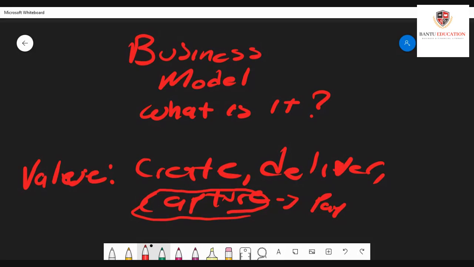So this part right here has to do with capture, right? Hopefully everybody sees that capture. So how do you plan to create? How do you plan to deliver? And how do you plan to capture value? When you get to the capture part, that's when you're getting paid. That's when the payment aspect of it comes in. So hopefully that simplifies what a business model is. That's all it is.